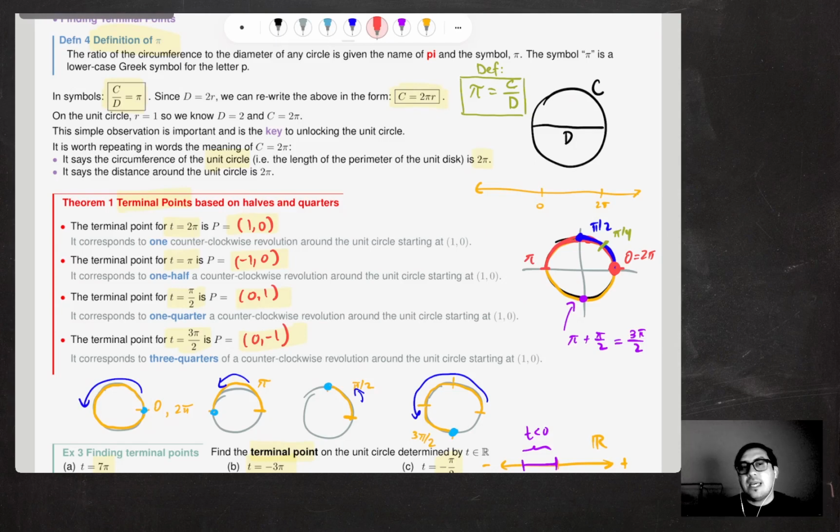If I have t is 2 pi, I start at (1, 0), but then I do a full turn, I end up exactly where I started, so my terminal point will have coordinates (1, 0). At pi, I'll end up only halfway, whose coordinates, of course, are going to be (-1, 0). So I divided it by 2, because that was an easy number to divide 2 pi.